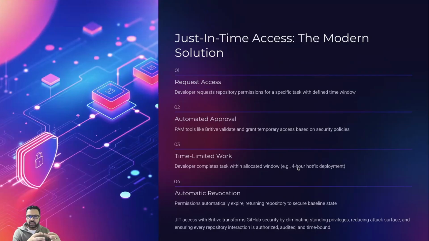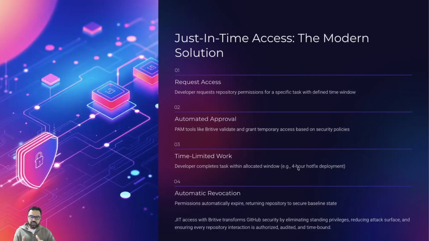What happens is that the developer, let's say, requests access to a specific repository for a specific task with a defined time window. The automated approval can be provided through a PAM tool like Britive that will validate the request, look at all the attributes, and provide temporary access based on the security policies.